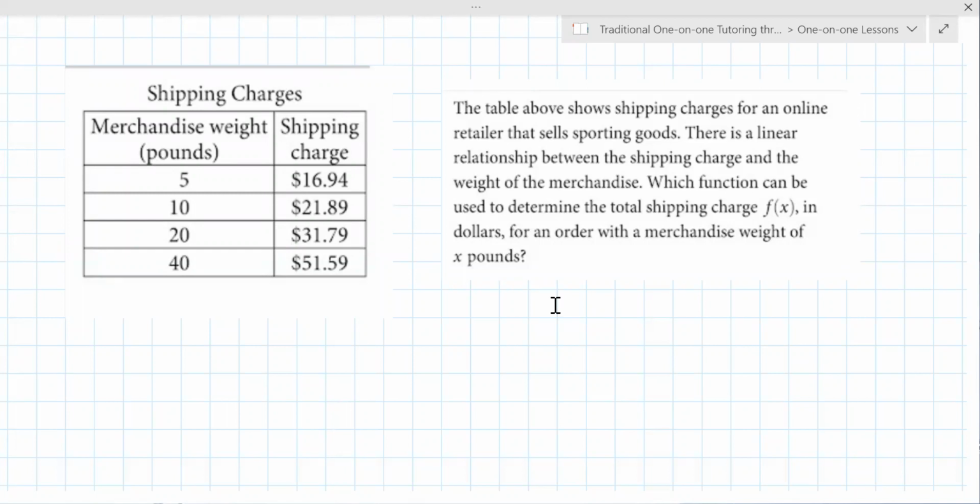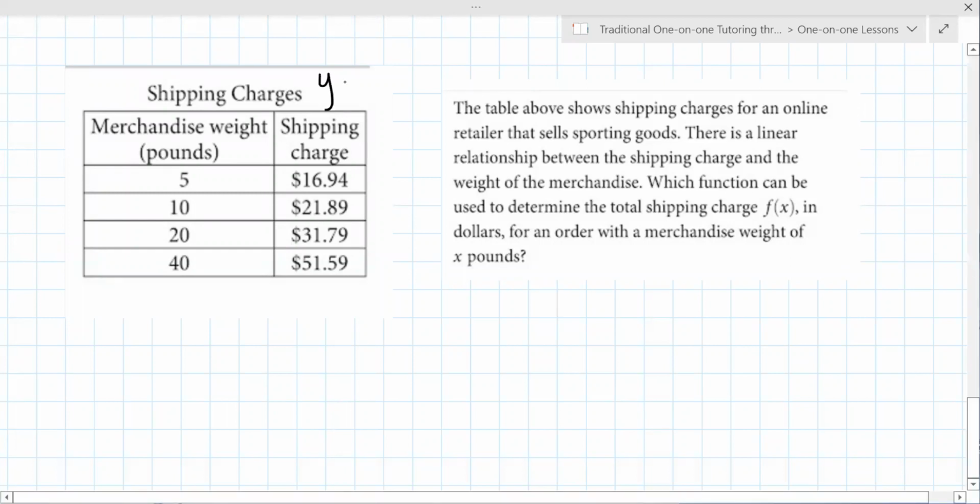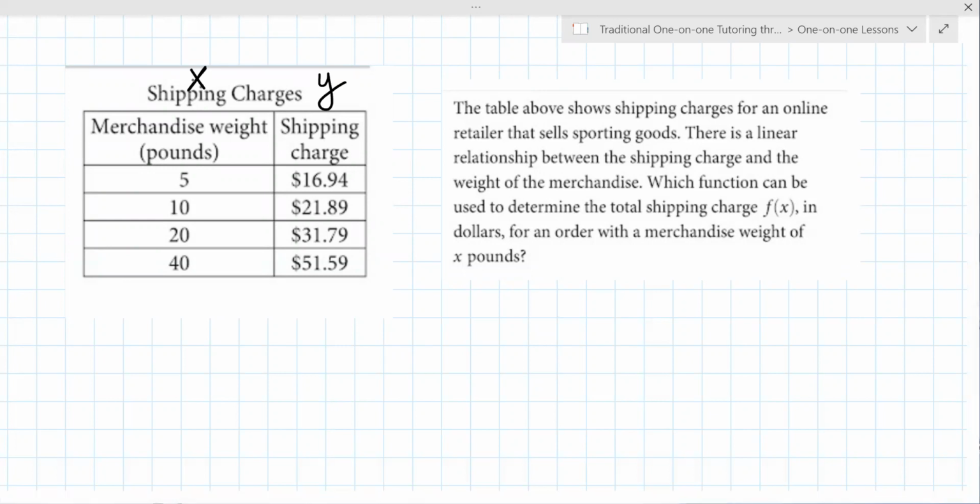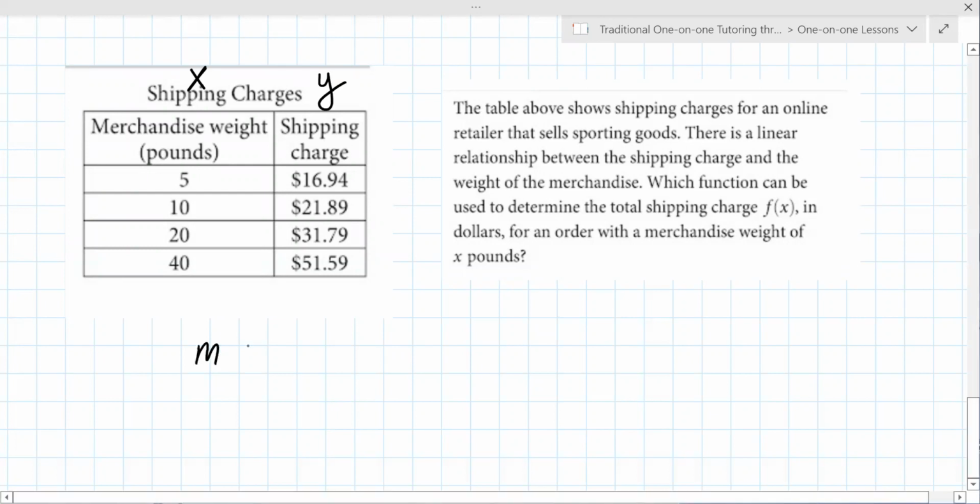Y is the shipping charge and the weight is X. Yes. Now, it just so happens that it's in the right order. X comes before y, but it may not always come that way. All right. So what I'd like you to do, and you're welcome to use a calculator, you may need to on this one, is find the slope, please.